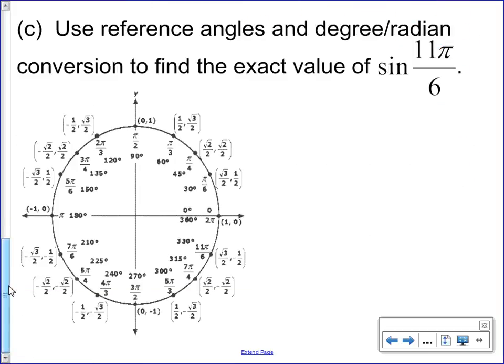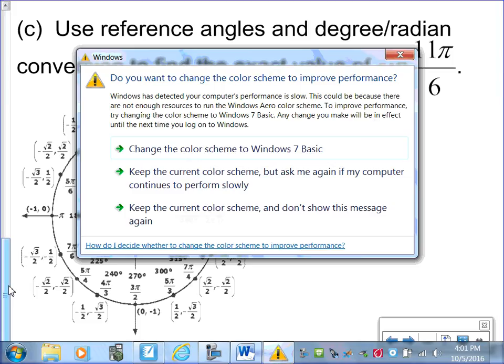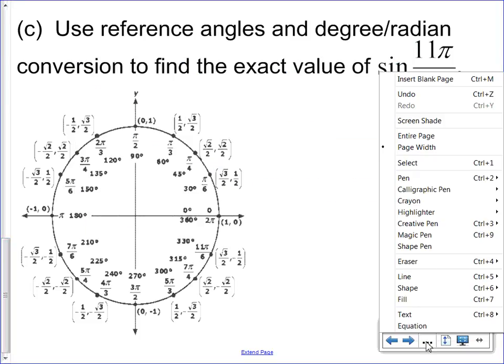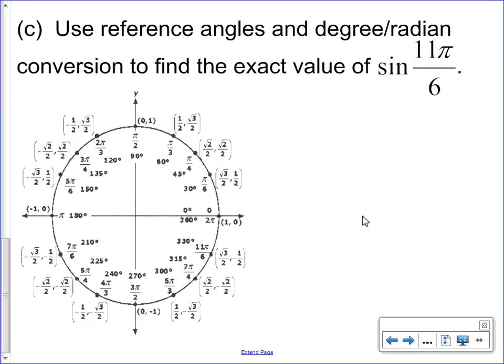All right, here we go. Use reference angles and degree radian conversion to find the exact value of sine 11 pi over 6. Well, if you have that whole unit circle, you see 11 pi over 6 on the unit circle. It's right here. It's at 330. So the sine at 330 is negative 1/2. That's it. It's just reading the unit circle today.